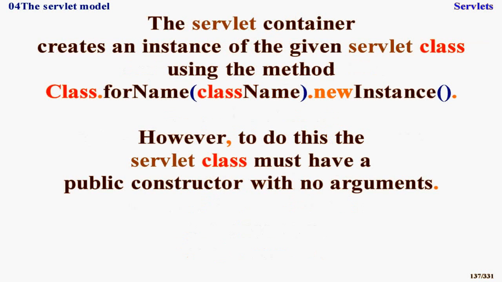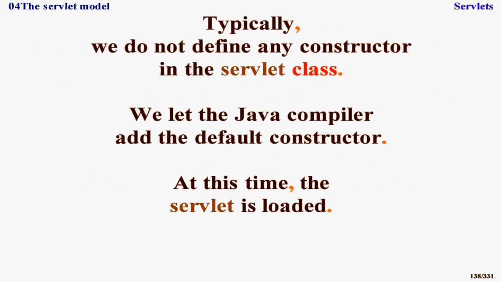The servlet container creates an instance of the given servlet class using the method Class.forName(className).newInstance. However, to do this the servlet class must have a public constructor with no arguments. Typically, we do not define any constructor in the servlet class. We let the Java compiler add a default constructor. At this time, the servlet is loaded.